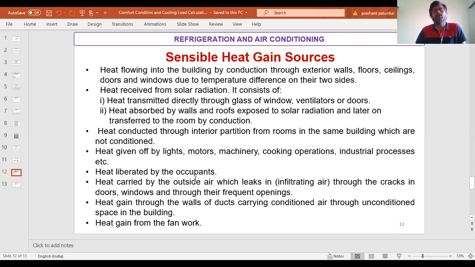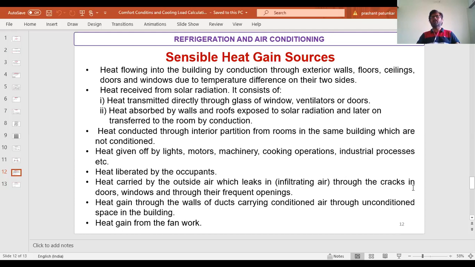Heat liberated or dissipated by the occupants, the people who are sitting in the air conditioned space. We have just earlier said that the human body is nothing but a thermal engine which dissipates heat continuously to the surroundings, isn't it? So heat will be continuously liberated, dissipated by the human body to the surroundings as well, which will increase the temperature of the surroundings.